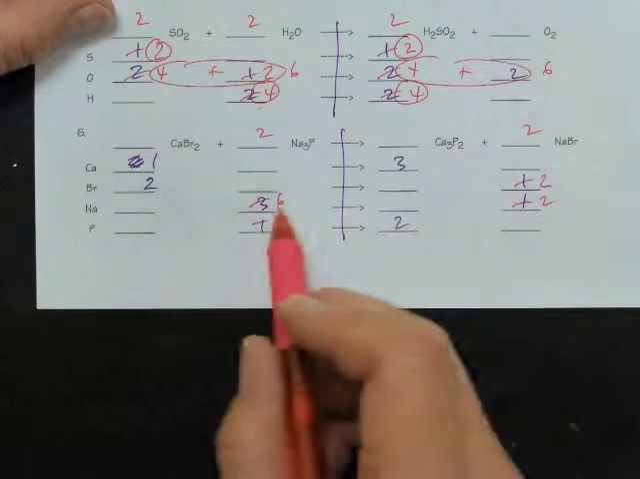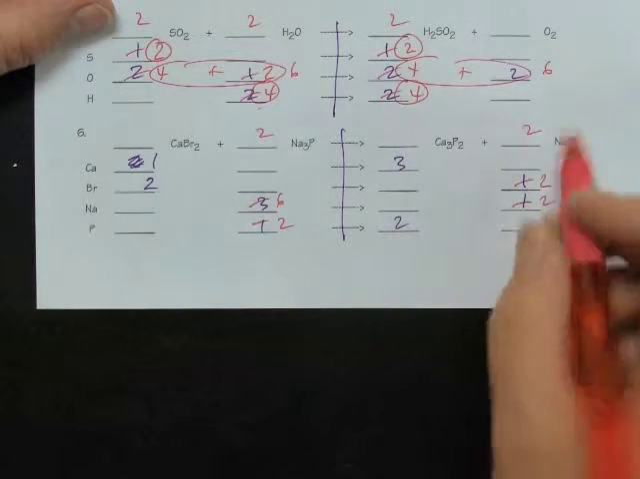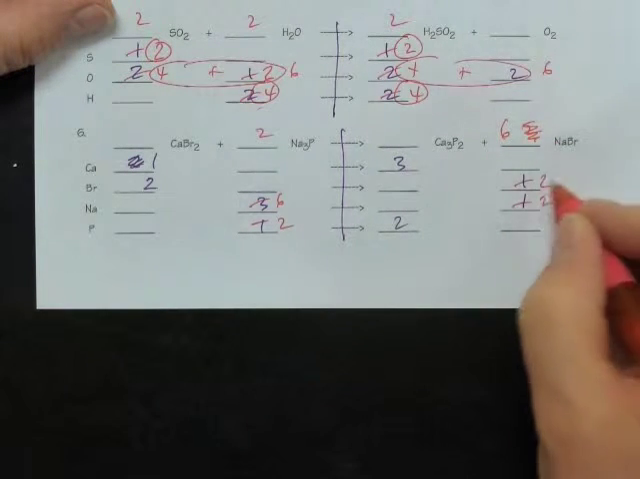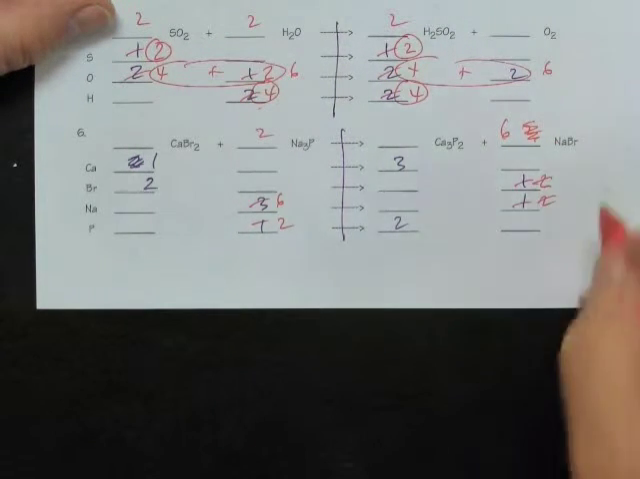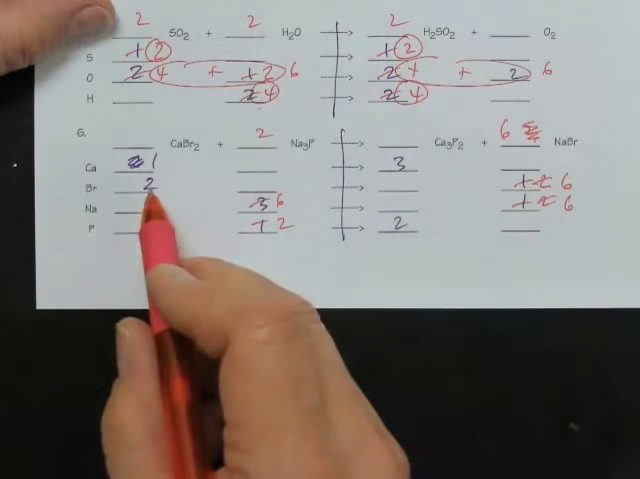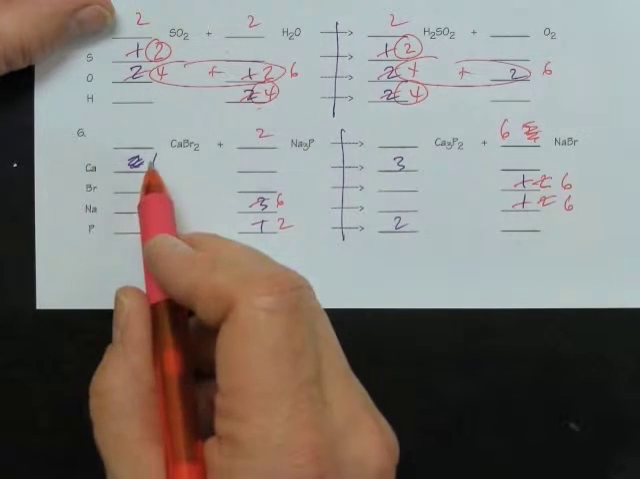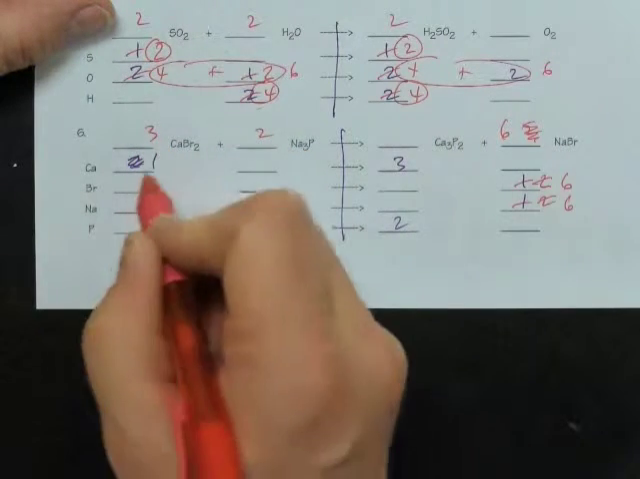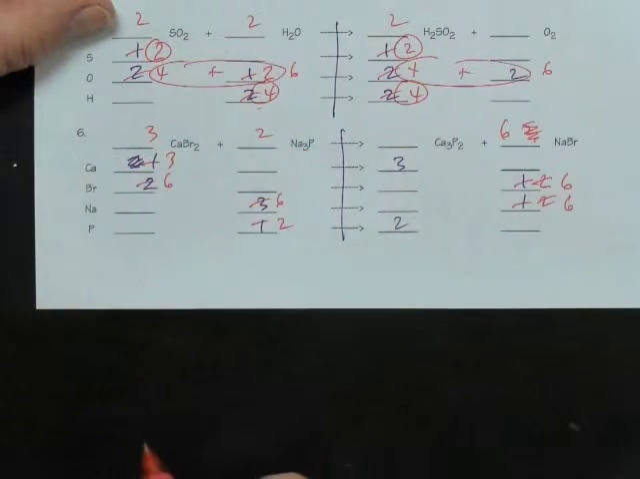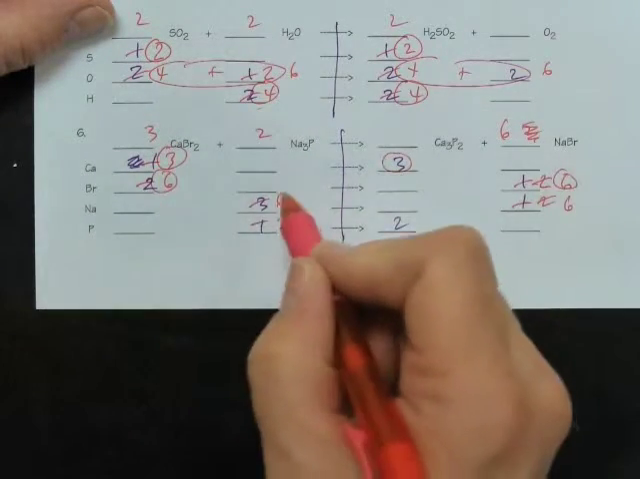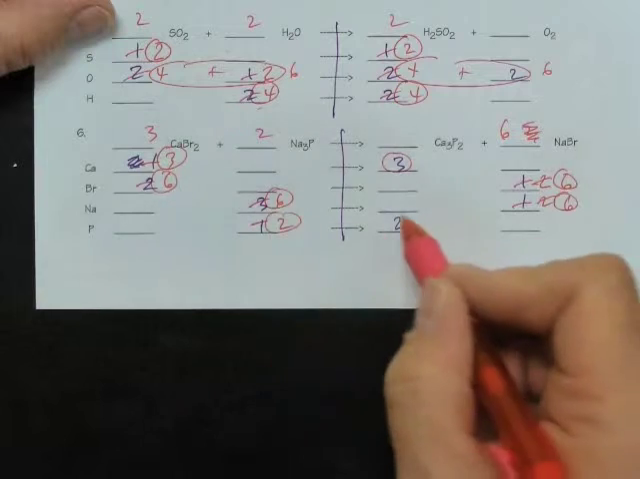So maybe what I really should have done was something different. Maybe if I want 6 to balance over here, instead of using a 2, what if I'd used a 6? Now instead of having 1, I'd have 6. Okay. Now, but this 6 doesn't balance that 2 now, and that 3 doesn't balance that 1. But you probably noticed what you could do. Multiply by 3. Now it balances. 3, 3, 6, 6, 6, 6, 2, 2.